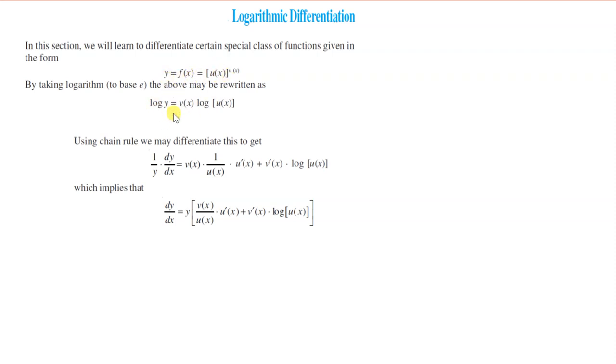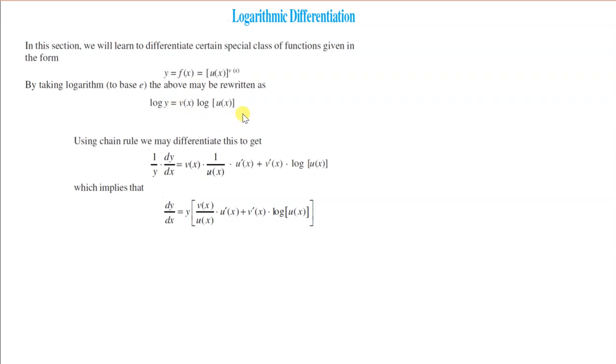Then it becomes log y equal to v(x) log u(x), because log of m to the power n is n log m. Now differentiate both sides with respect to x. We get 1 by y dy/dx, because first of all you have to differentiate with respect to y, and then differentiation of y with respect to x.